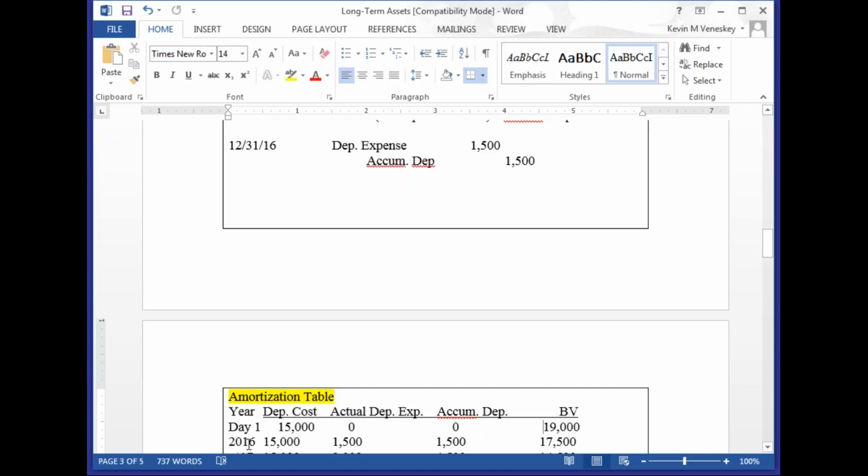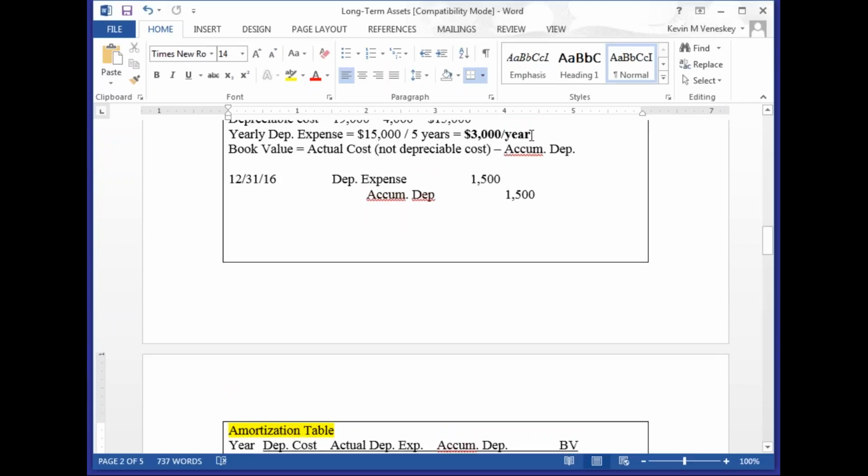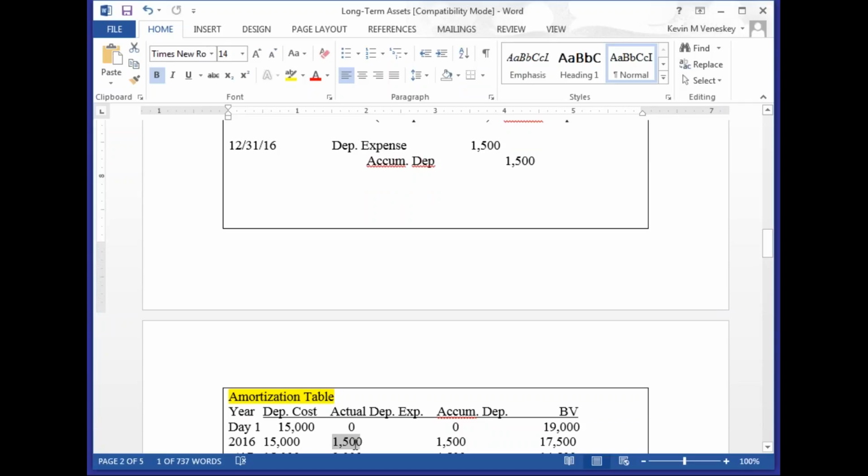So when 2016 rolls around, I did my calculation up here, 3,000 a year, but I also remember that it's a half year, so I only take 1,500 this first year of 2016. So I only had 1 year, so that's of course then what my accumulated depreciation is. And if you're looking at T accounts, we would have our vehicle listed, or whatever it is that we purchased, at 19,000, and now we have a brand new accumulated depreciation, a contra account. So therefore leaving me a book value of those two combined of 17.5.